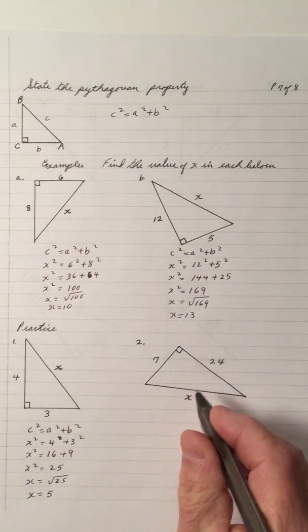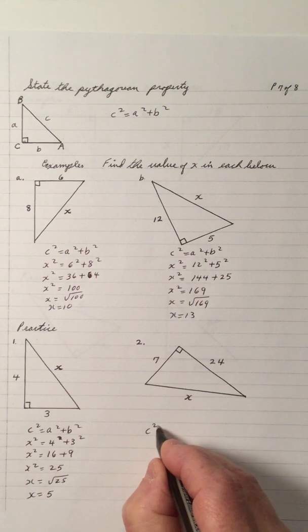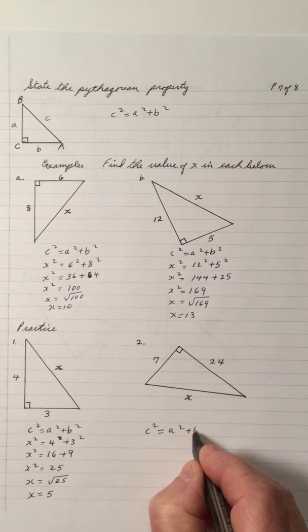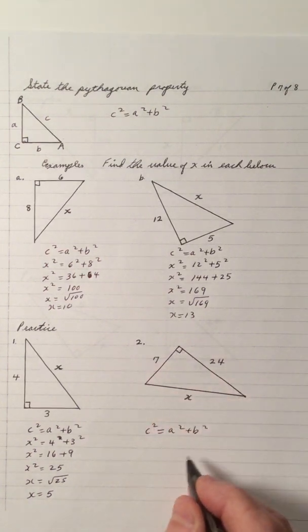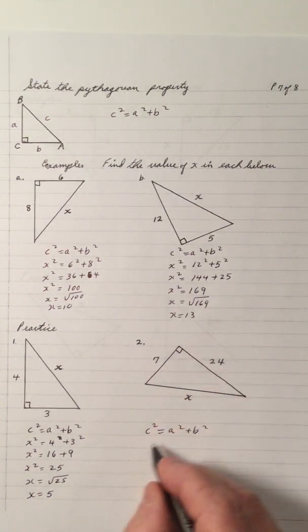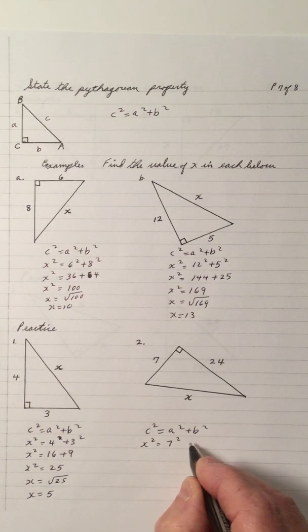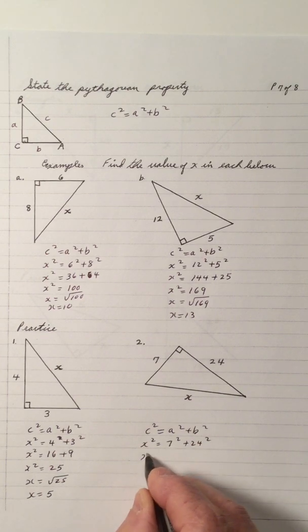And another one. We have C squared equals A squared plus B squared. Again, we have two sides. We're trying to find the third. We've got a right triangle, so we can use Pythagorean. X is the hypotenuse, so it goes in place of C. 7 and 24 go in place of A and B. And we square them.